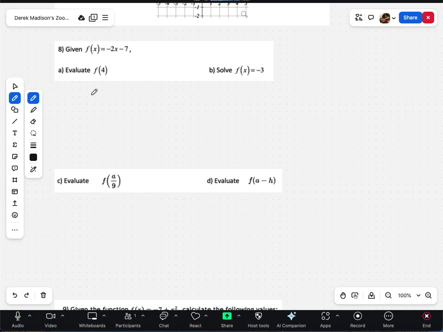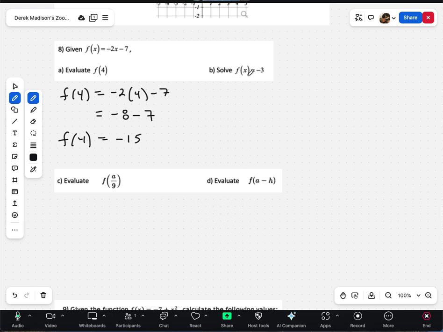For this next bit, we have an actual equation that we're going to plug into. And so here we have evaluate this function at 4. So if I'm finding f of 4, that means I'm going to plug in 4 for the x, and -2 times 4 is -8 minus 7. So when the input is 4, the output is -15.